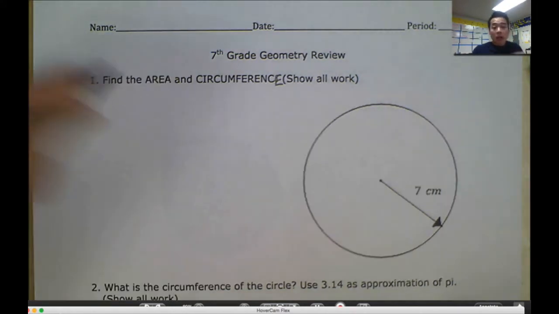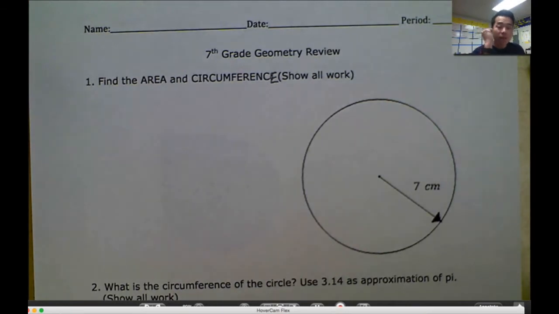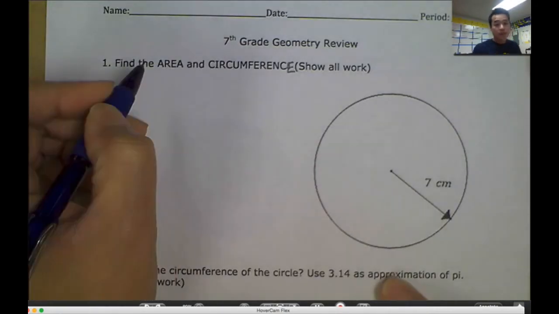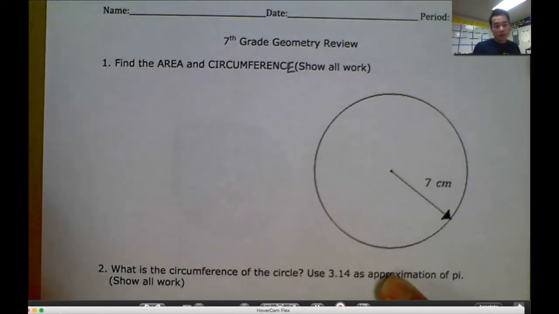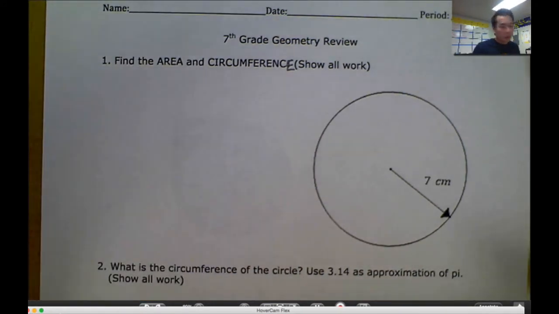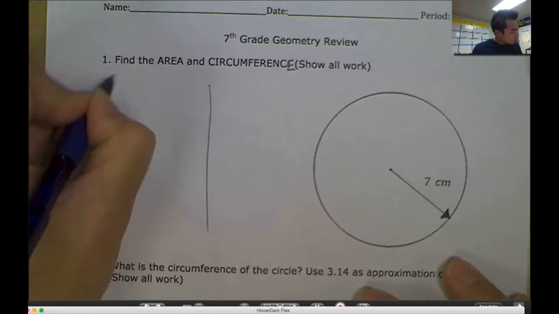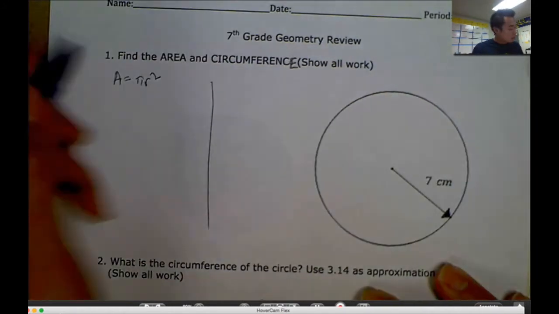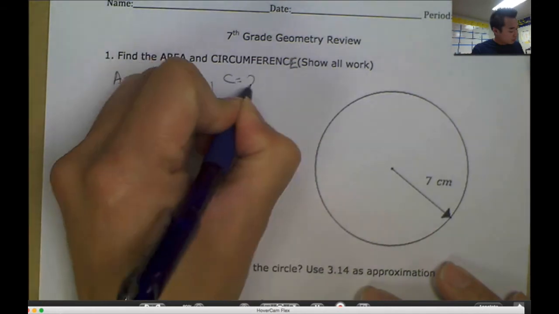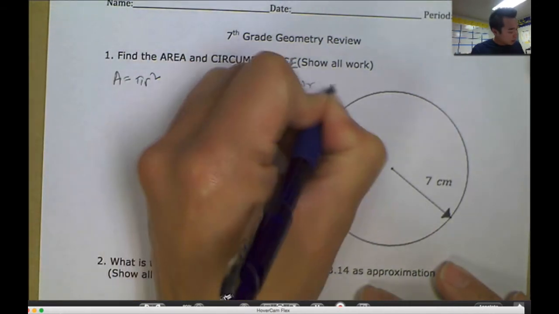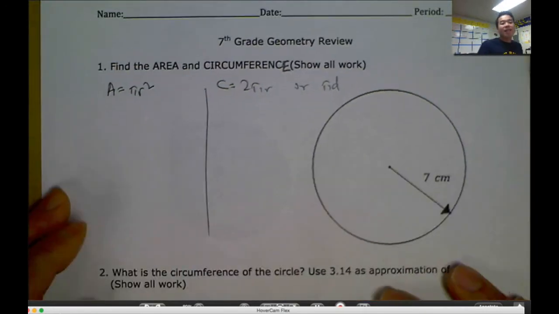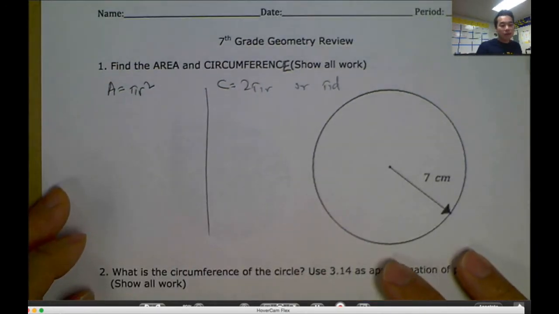So first, on the test, you will definitely be asked to find the area and circumference of a circle. If they don't tell you to approximate or exact, just go ahead and do both. Area is equal to pi r squared, and circumference is equal to 2 pi r, or pi times diameter. Thank you, Miss Maslin. And the area is going to be equal to pi r squared.